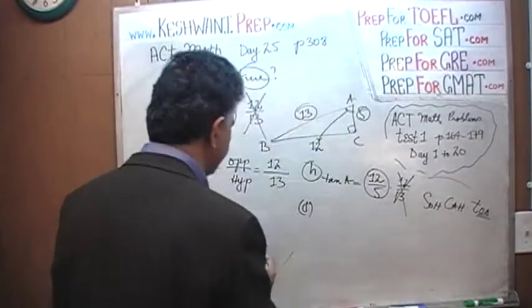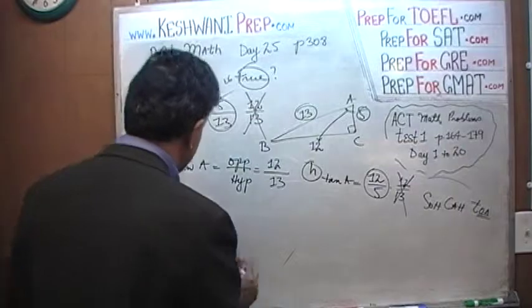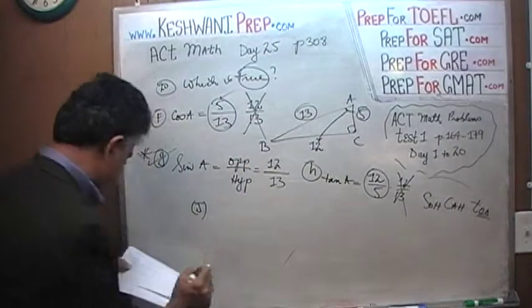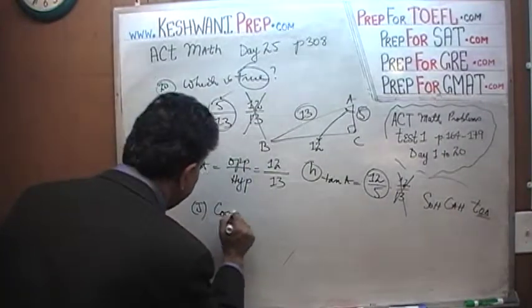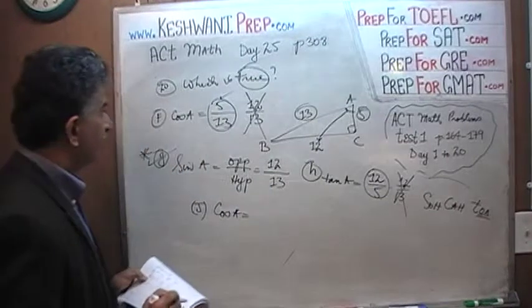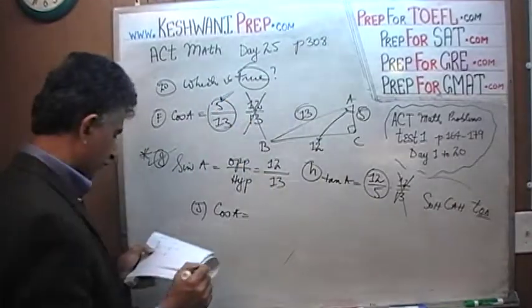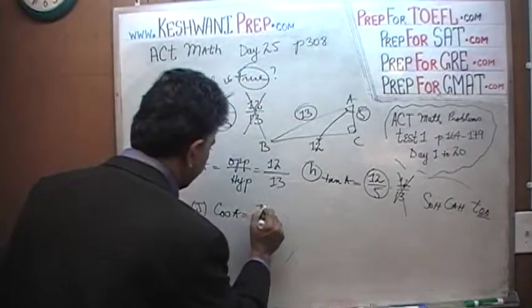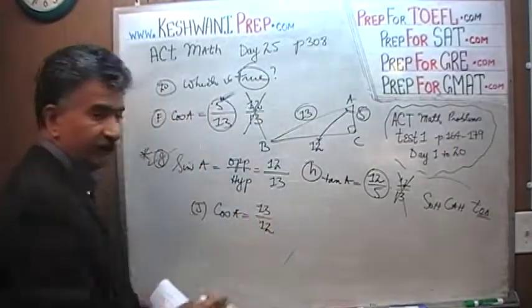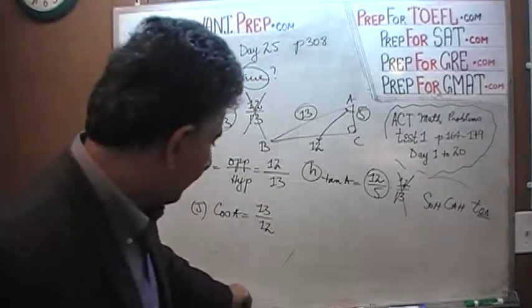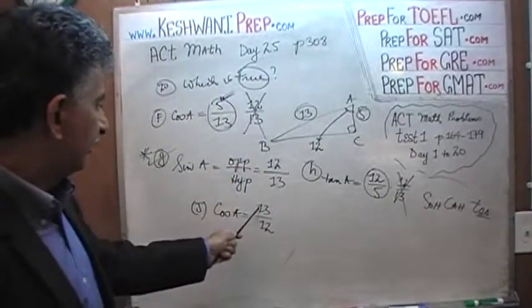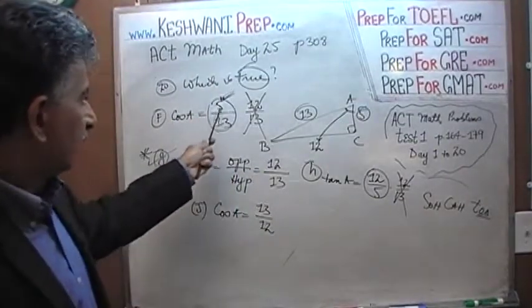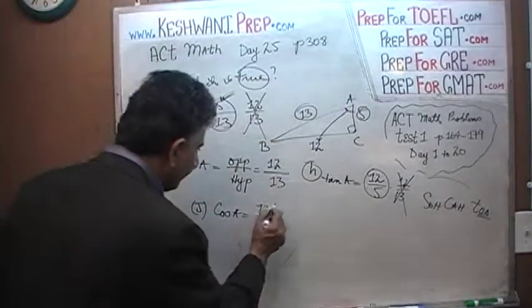J, answer choice J, they tell us cosine of A. And cosine of A, we just found it. Cosine of A is 5 over 13, and they give us 13 over 12. They give us the same answer as before, except the reciprocal of it. Before they gave us 12 over 13, now it's 13 over 12. The correct answer is 5 over 13, so this is wrong.